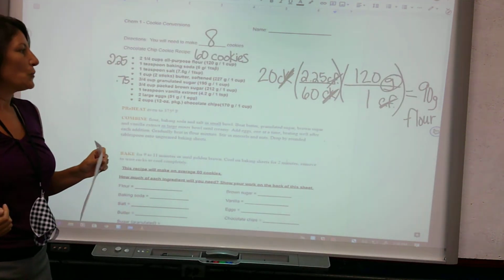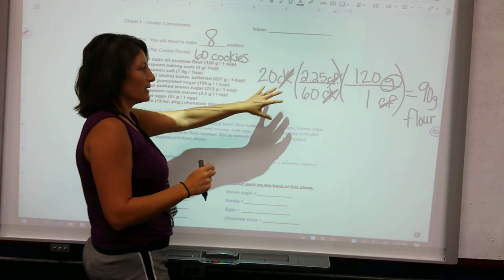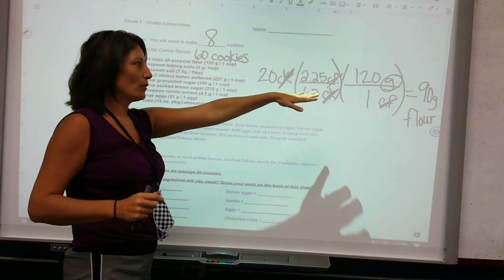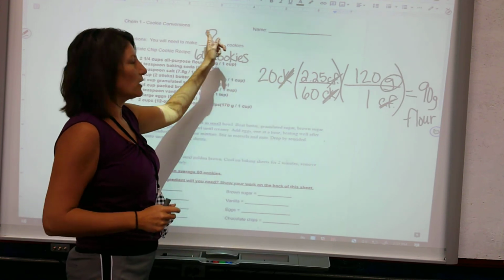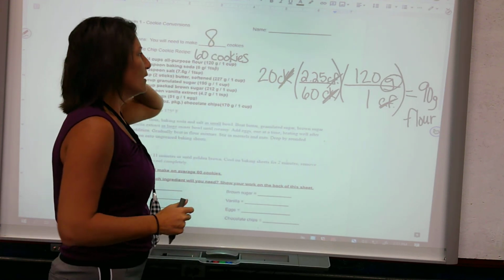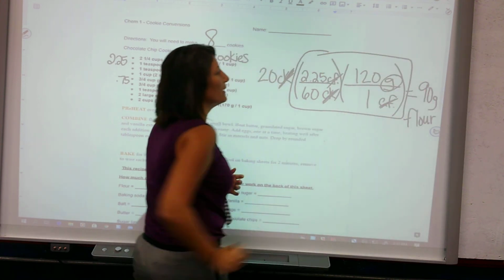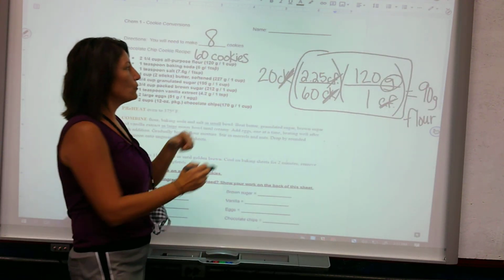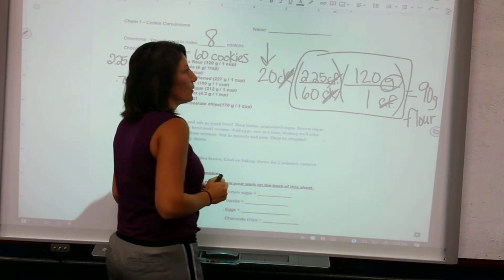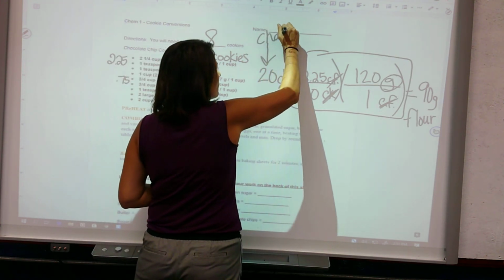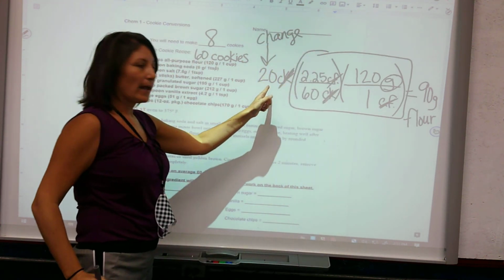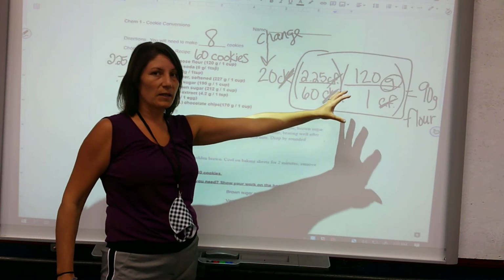So that's what you would do. All of your work, by the way, don't write this down as your answer, it is not 90 grams. I used 20 cookies. You guys are going to use 8 cookies. So all of this right here will look the exact same. You just need to change this number, all right? So change that number to 8, but you will still set it up the exact same.